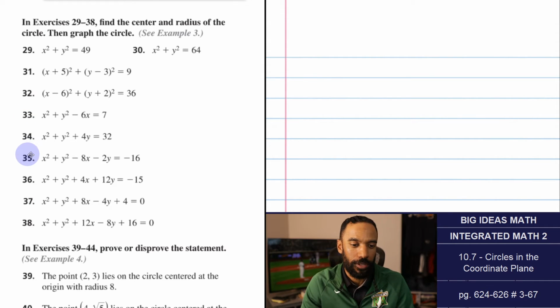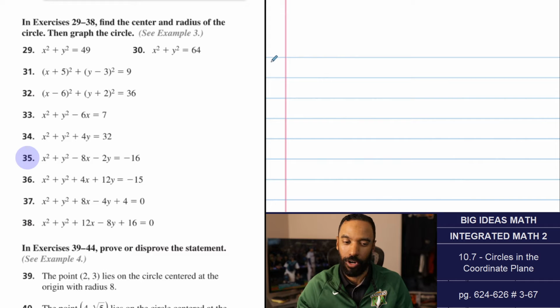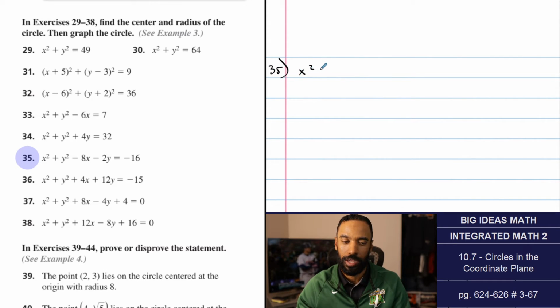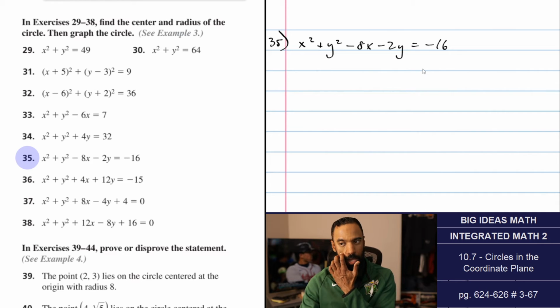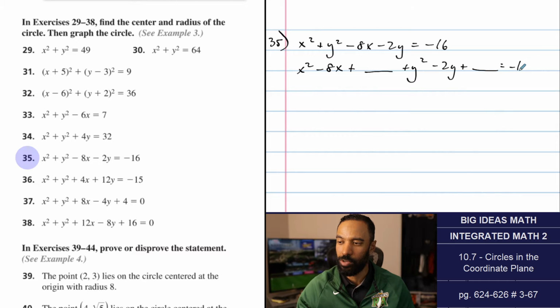All right, we did 34. Let's go to 35. Now in 35, both variables have their own second terms to them. So both probably need some form of completing the square. So x squared plus y squared minus 8x minus 2y equals negative 16. Let's arrange the x terms together to find out what to complete the square with on those. Then let's complete the square on the y terms. And negative 16 will add both of those numbers. I'll put plus blank, plus blank.